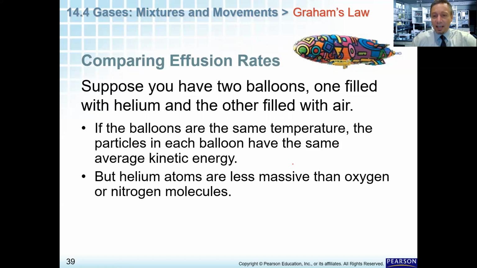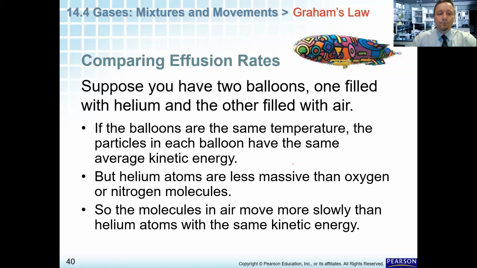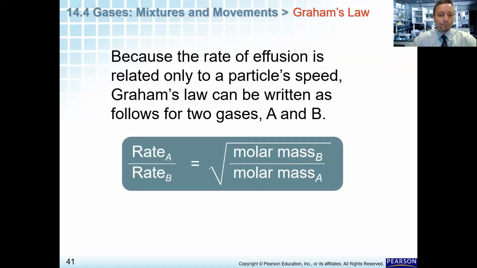If the balloons are the same temperature, the particles in each balloon have the same average kinetic energy. But helium is so much less massive than oxygen or nitrogen molecules. So the molecules in air move more slowly than helium with the same kinetic energy. And that formula that I showed you, kinetic energy equals 1/2 mass times velocity squared, proves that.